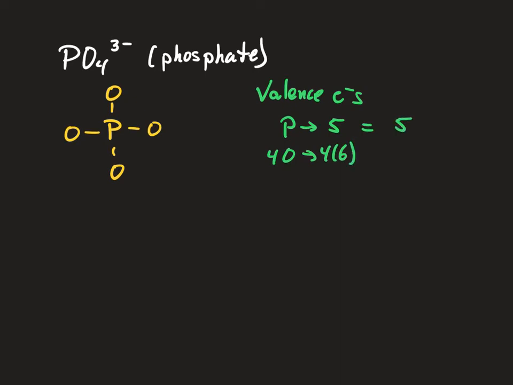So that's 5 and 24 gives us 29. But we have 3 negative charges, so we have to add 3 electrons for our negative charges, giving us 32. But we already have 4 bonds drawn. 4 bonds times 2 electrons per bond is 8, leaving us 24 electrons to distribute.